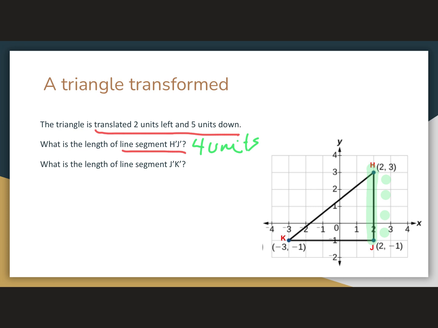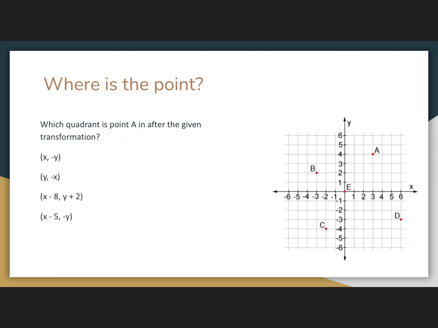Then we look at what is the length of line segment J prime K prime. So I'm going to again look at here, J to K is 1, 2, 3, 4, 5 units. That means J prime to K prime is going to still be 5 units. Remember, congruent images means I can measure the pre-image to give information about the post-image.